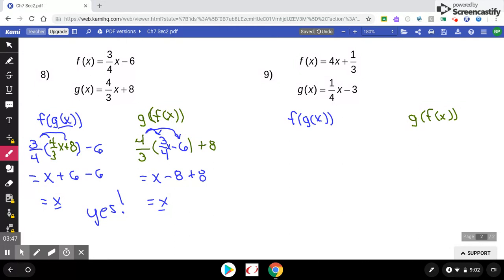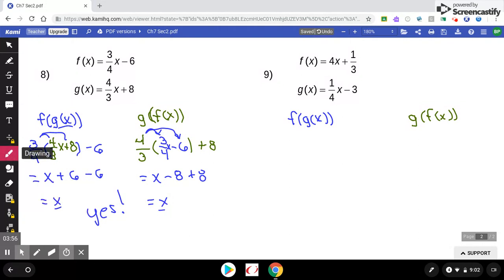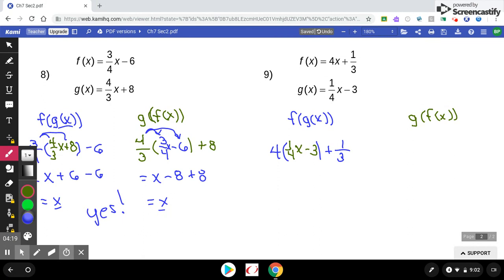So one last problem here, a little tougher. Same process. F of g of x, f of. As soon as I say f of, I know something's got to go in place of the x for the f function. Well, what is that something? That something has to be the other problem, and the other problem is 1/4 x minus 3. And again, a little distributive property.